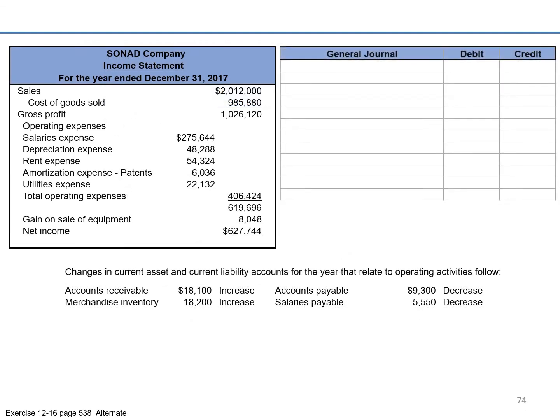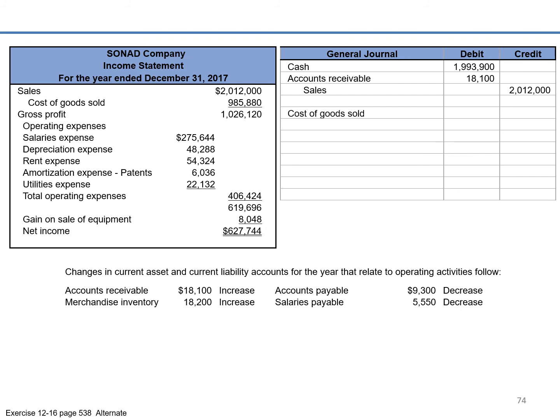All right, so let's see. So let's look at our cash receipts from our customers. So we make sales either on credit or on cash, right? So the change in our accounts receivable, in addition to our sales, would tell us what our cash is on our sales. So we have sales of $2,012,000. We have an increase in our accounts receivable, so that's a debit of $18,100, which must mean that the cash we've collected on our sales, or cash sales that we've made, total $1,993,900.